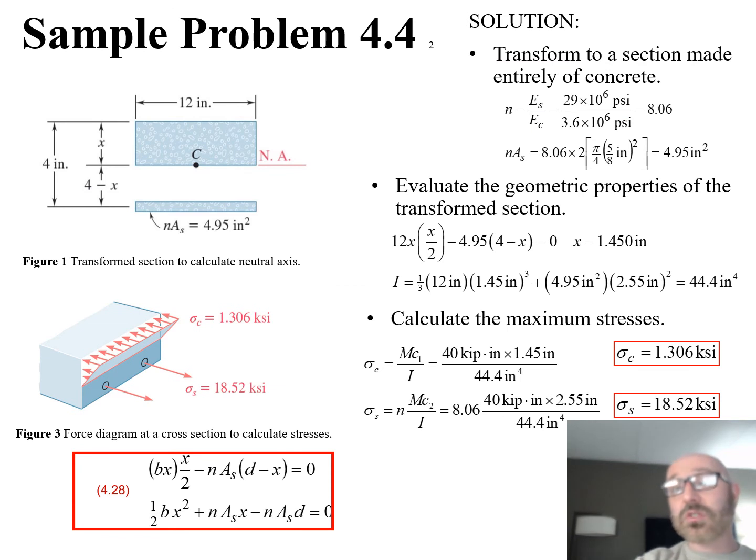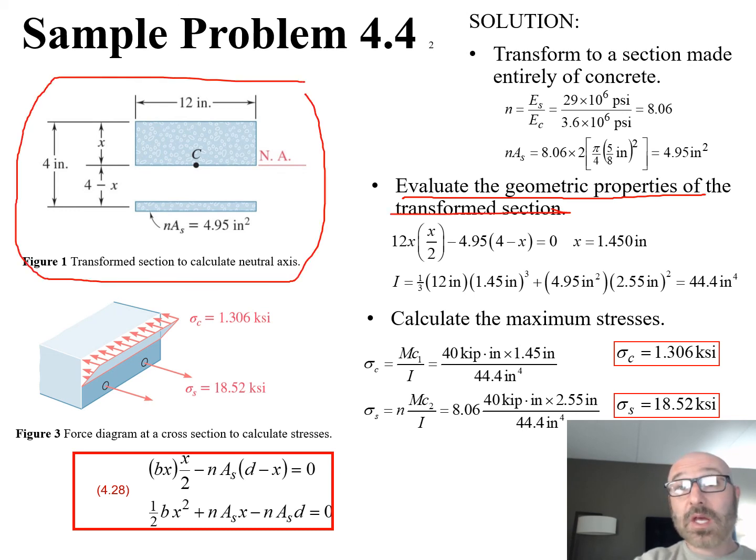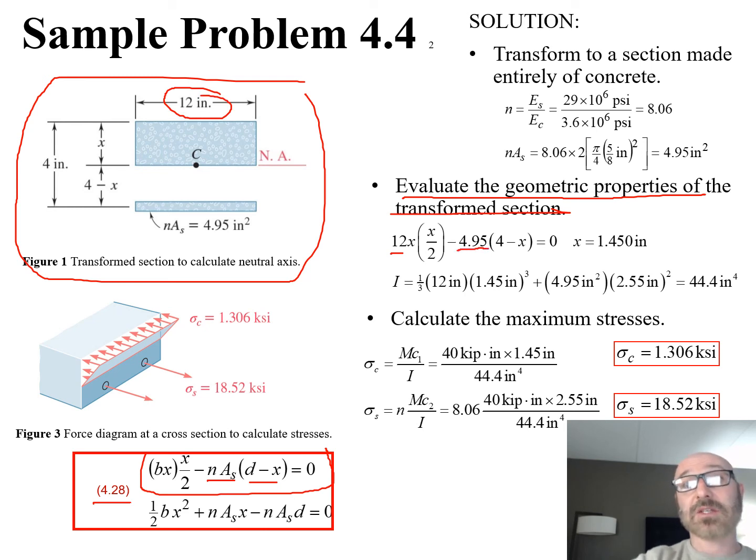As we continue on with our solution, what we want to do next is evaluate the geometric properties of this transformed section that we've created up here in figure 1. From this, we can go back to our textbook and reference equation 4.28. Particularly, we'll look at the top section: b x times x over 2, minus n A_s times d minus x. Our b value here relates to our b value there, times x over 2, minus our nA_s, which we've just solved for above. This is 4.95 inches squared, times our d minus x. Our d value is just right here, our 4 inches.